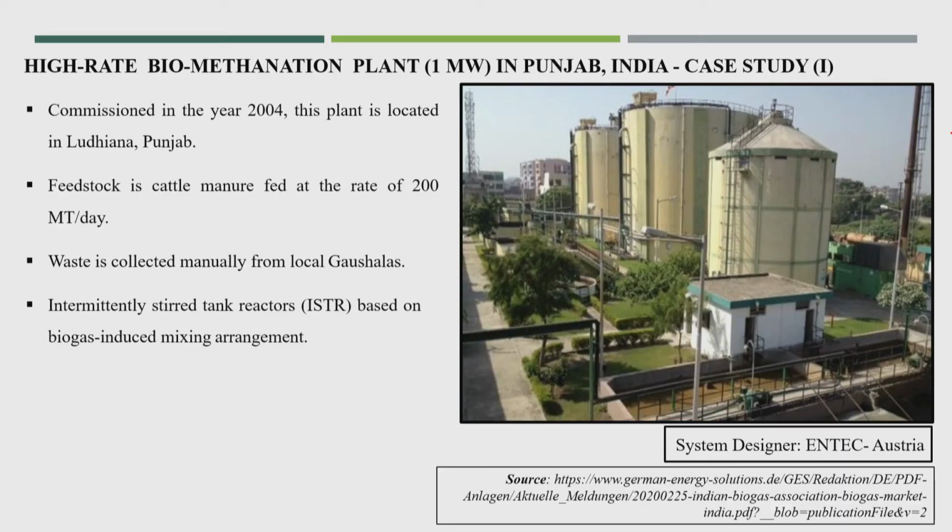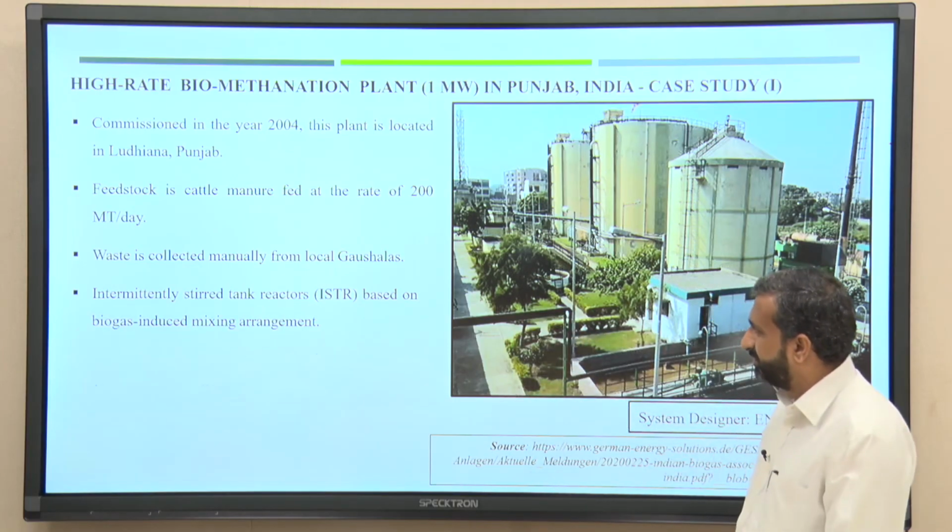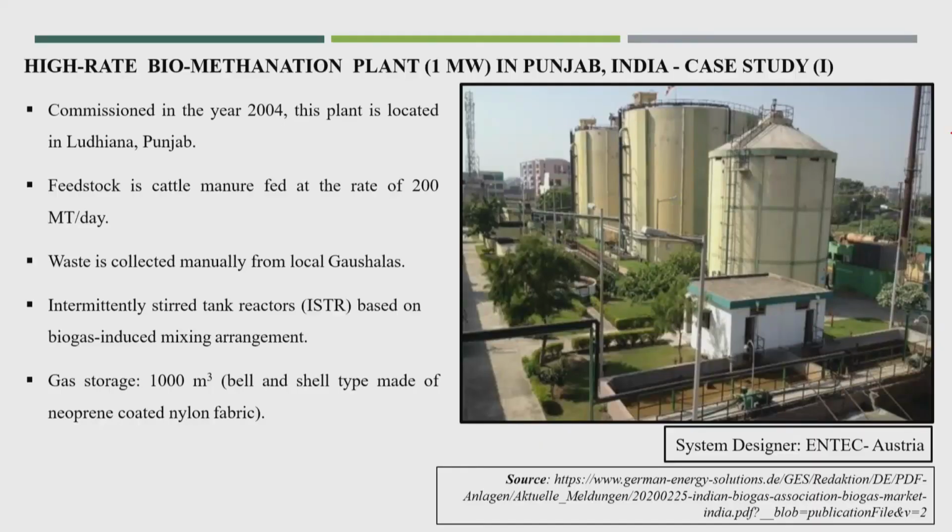Intermittently stirred tank reactor, so it is an ISTR based on a biogas-induced mixing arrangement. Intermittently stirred tank reactor means the mixing unit is available in the reactor, but it is intermittent. The gas storage is a 1000 meter cube bell and shell type made of local nylon fabric, and digester volume is 2 into 5000 meter cube, means 2 units of each 5000 meter cube, and end usage is power generation.